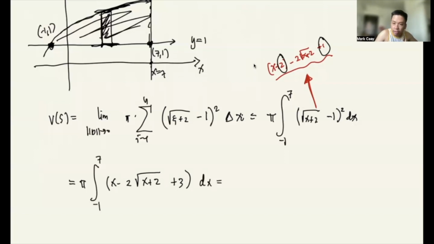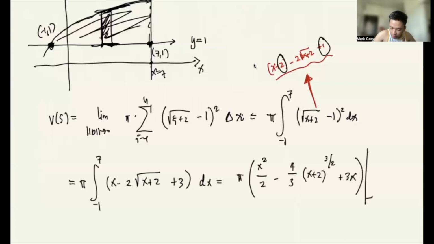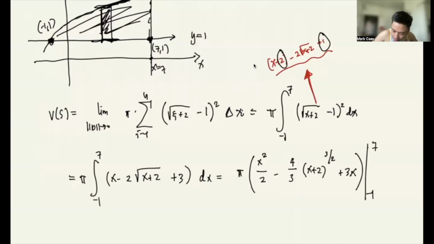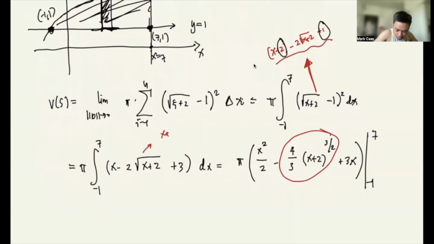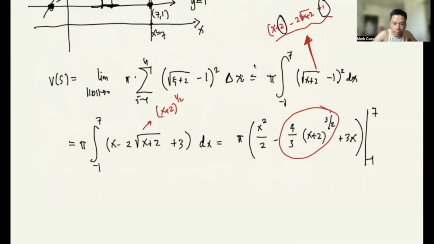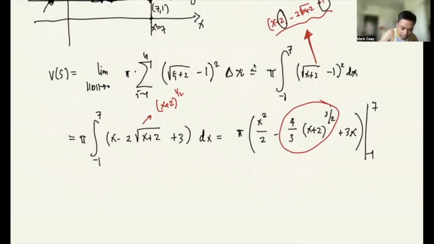Okay, so taking the integral, this is from -1 to 7. So, evaluating the definite integral, you have pi, and this is x squared over 2 minus 4 over 3 times x plus 2 raised to 3 over 2, plus 3x, evaluated from -1 to 7. Sir, paano pala ito nakukuha? Okay, so paano pala yan nakukuha? Ito, remember this is x plus 2 raised to 1/2. Yan lang.